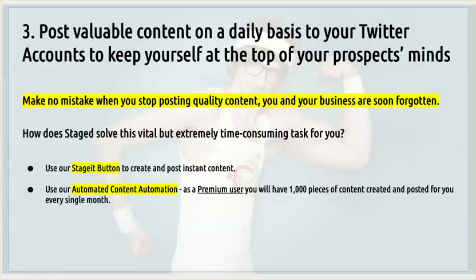So number 3, you want to post valuable content on a daily basis. Keyword, be consistent with your Twitter accounts and keep yourself at the top of your prospects' minds. If you're not doing something consistently, they just forget about you. So to do that, you use our Stage It button to do it manually, or you can use the automated content creator, which is part of the premium account. So let's get in and show you how that works.